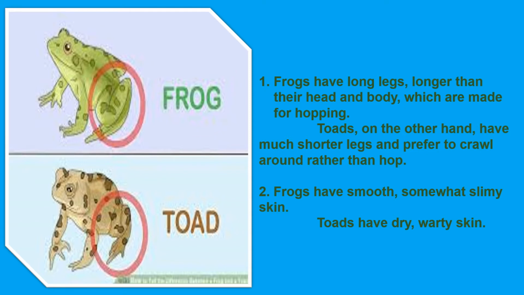Now the second point. Frogs have smooth, somewhat slimy skin. On the other hand, toads have dry, warty skin. You can see this also in the diagram. Frog has green colored, slimy, silky skin, but toad has brown colored, dry, warty skin. So these two are the basic differences of frog and toad.